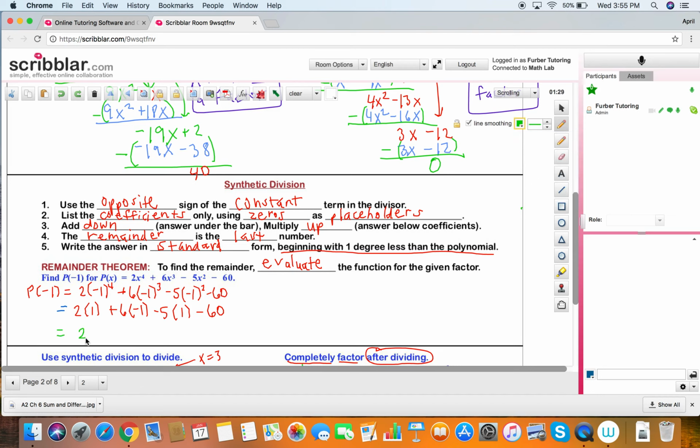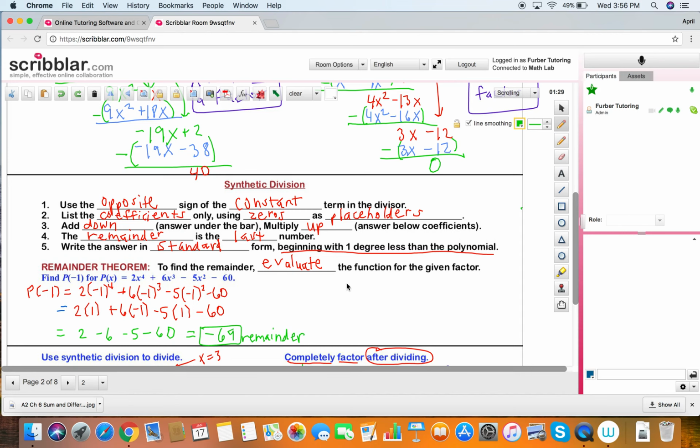2 times 1 is 2. +6 times -1 is -6. -5 times 1 is -5, and then I have a -60. So if I do the math, I subtract 2 minus 6, that's -4. -4 minus 5 is -9. -9 minus 60 is -69. This is the remainder, which means that technically then -1 is not a factor.